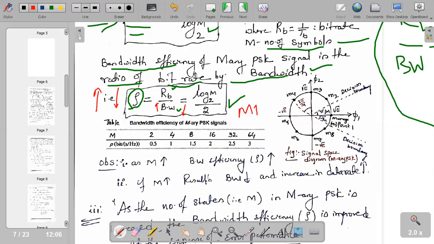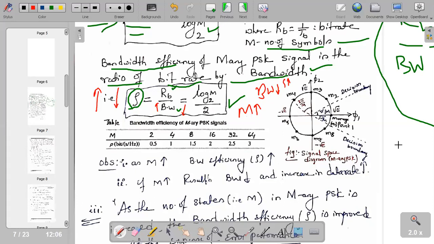So the bandwidth efficiency increases by increasing the value of M. You can observe that if you increase the value of M, your bandwidth decreases. This decrease in bandwidth results in the efficiency of the bandwidth increasing. That indicates the channel capacity increases. So now you just observe here.